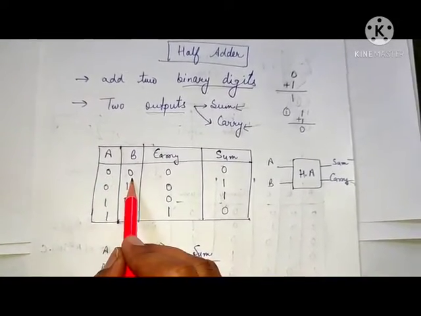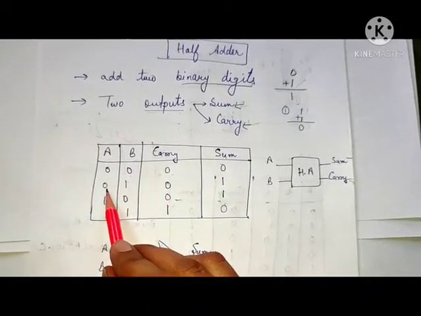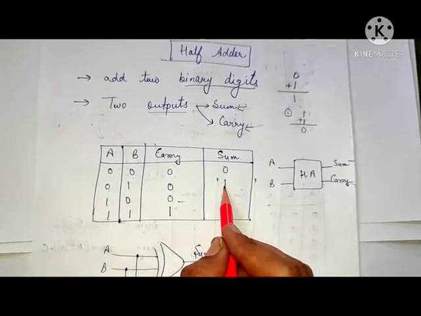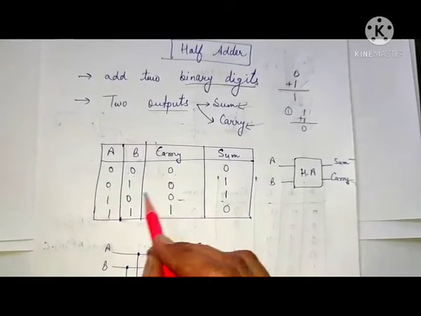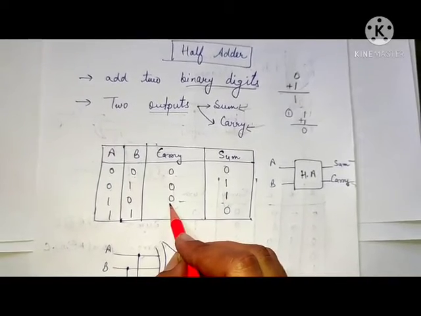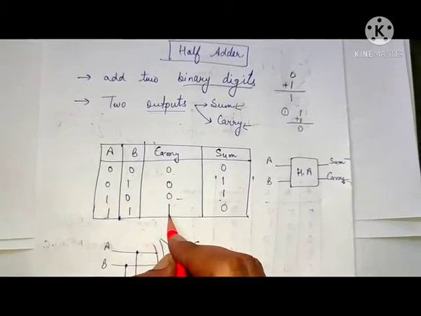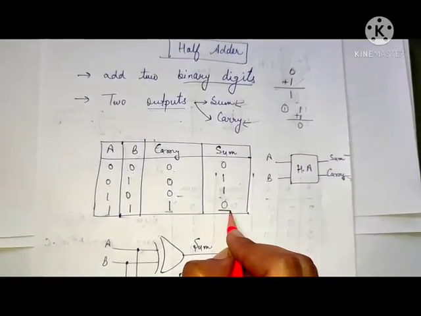When 0 is added to 0, the sum is 0, carry is also 0. When 0 is added to 1, sum is 1 but carry is 0. 1 plus 0, sum is 1, carry is again 0. There is only one case when there is carry: 1 plus 1, carry is 1 and sum is 0.